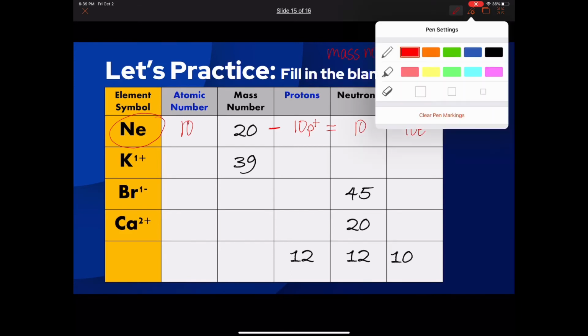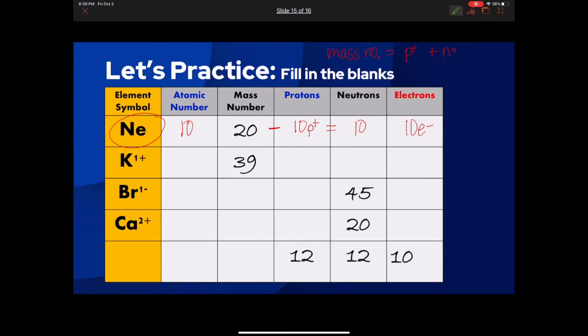Let's look at our next example. See if you can figure out what element K is on the periodic table. Hopefully you found K as potassium. Potassium's atomic number is 19. That means its proton number will also be 19. You will find the neutrons by subtracting the protons from the mass number, and that'll give you 20. So we have 20 neutrons.